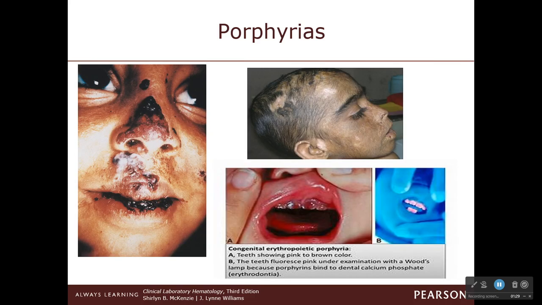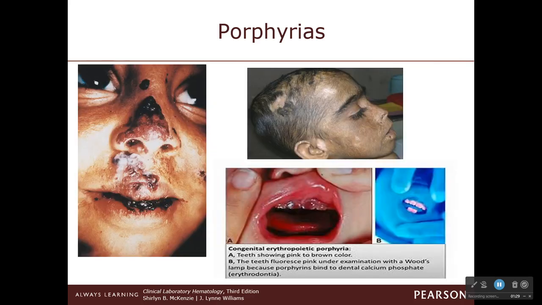And then these are pictures, okay? So you can see the scarring that you have. The hypertrichosis, you can see it all over their face. This is what led to the werewolf symptoms. They thought they were werewolves, okay? And then, of course, this is what their teeth look like. And then you put the UV light on them, and they glow red. Okay? Questions about that, guys?